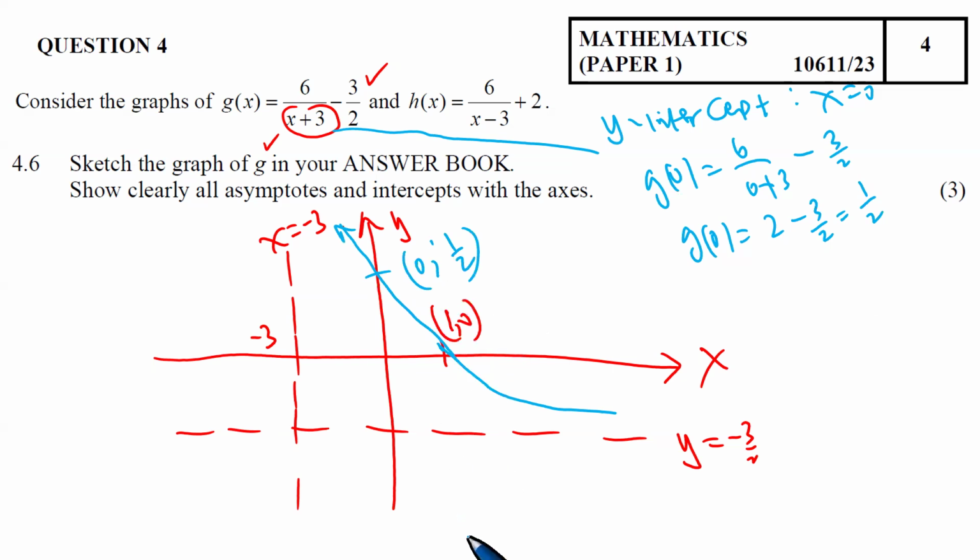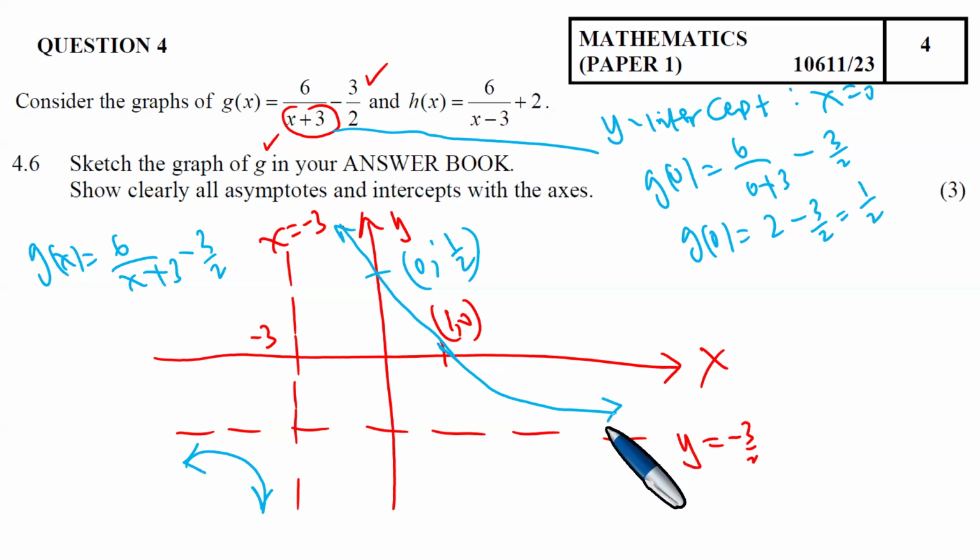It's going to give us exactly the y-intercept. Now, G of x is 6 over x plus 3 minus 3 over 2. And therefore, you're going to have exactly this one here. So that in the end, if this graph is like this, you would have exactly this graph. One piece is going to be there and the other one is going to be this way.